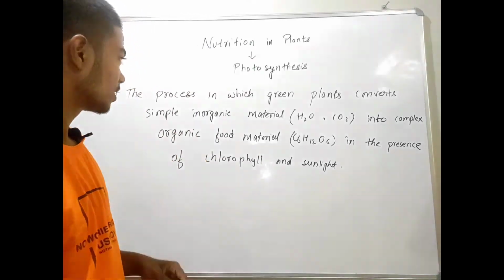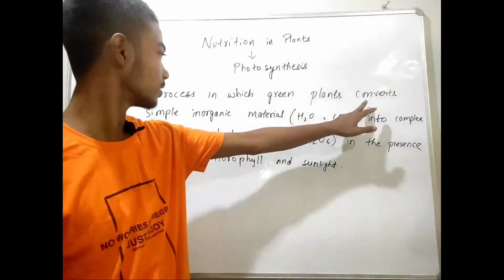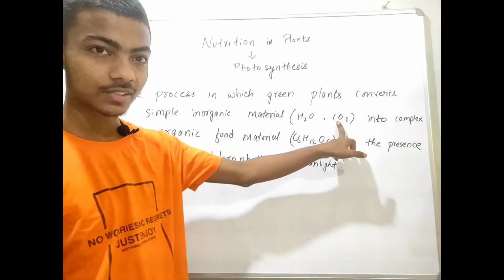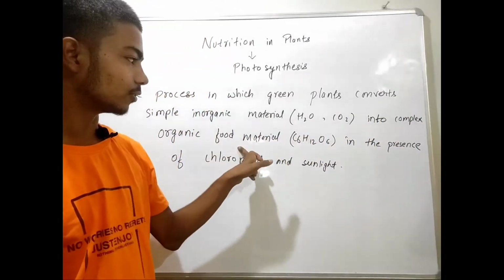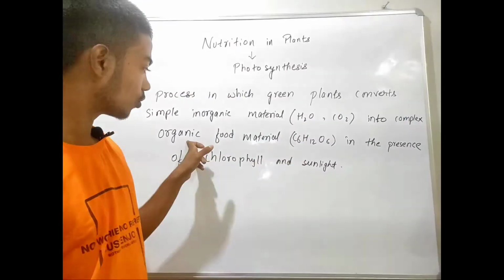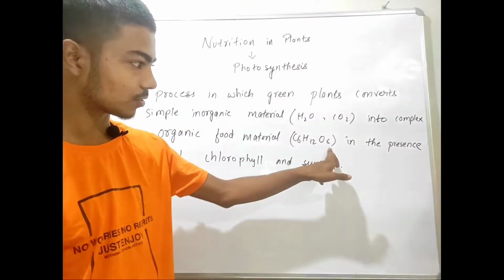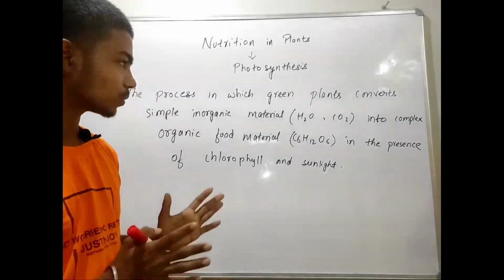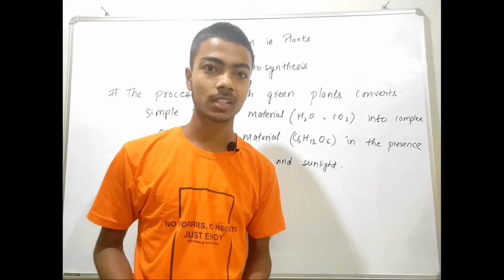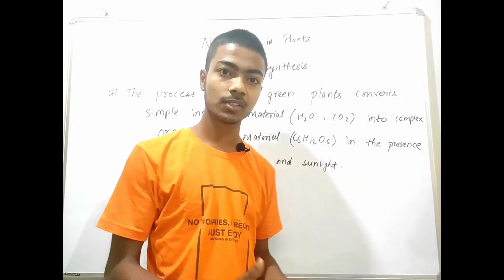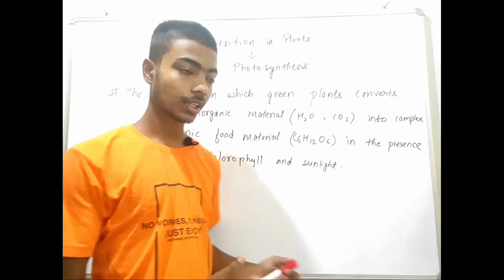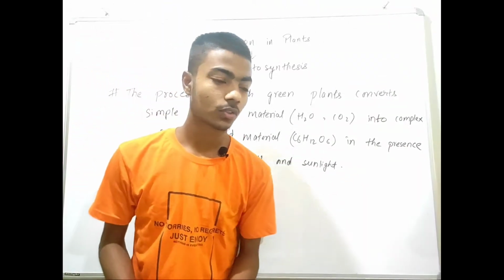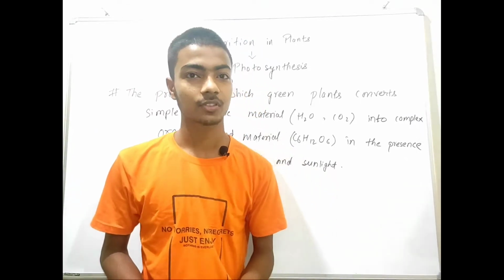What is photosynthesis? Photosynthesis is the process in which green plants convert simple inorganic material like water, H2O, and carbon dioxide, CO2, into complex organic food material, C6H12O6, in the presence of chlorophyll and sunlight. So photosynthesis means the process in which green plants convert simple inorganic material into organic food material in the presence of chlorophyll and sunlight. Now a question arises: what are the raw materials of photosynthesis?